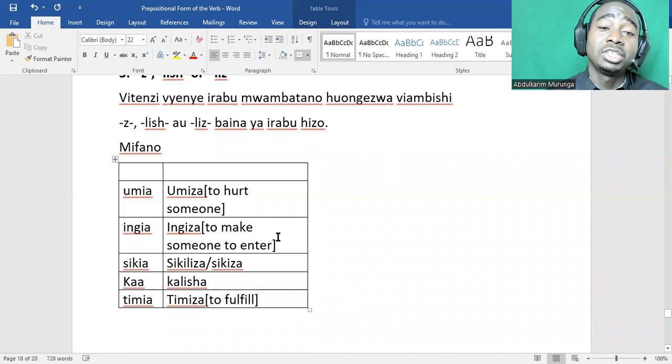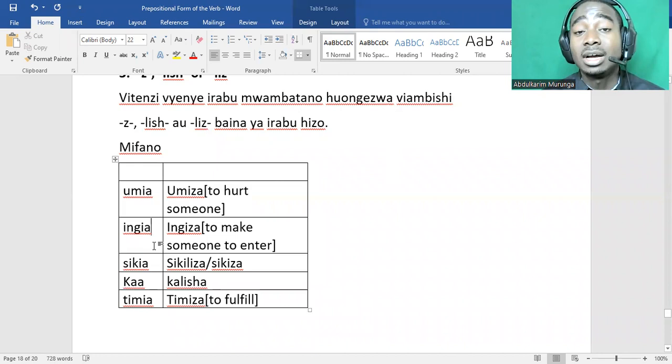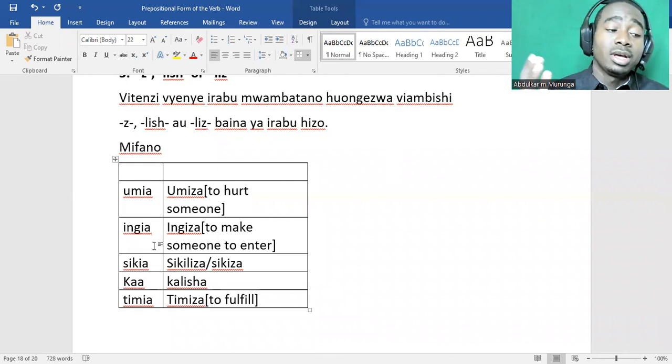Ananiumiza. He or she is hurting me. Ingia is to enter. Ingiza is to make something or someone to enter. Maybe you make people to enter the room. Unaingiza watu chumbani.